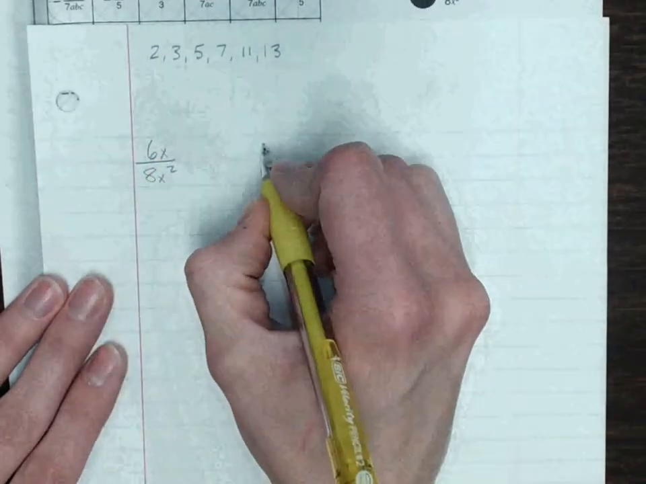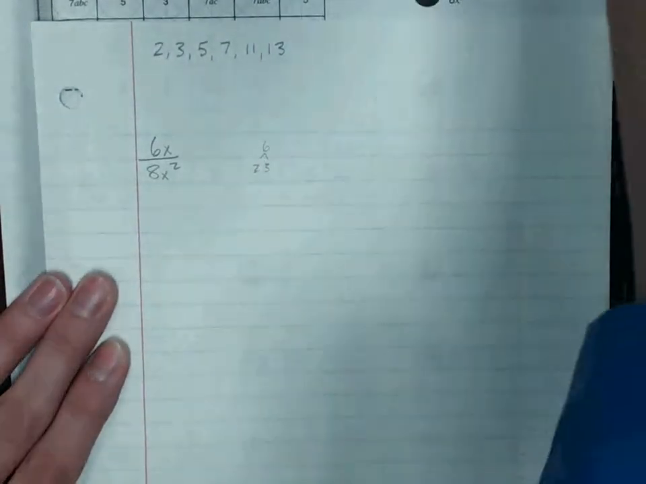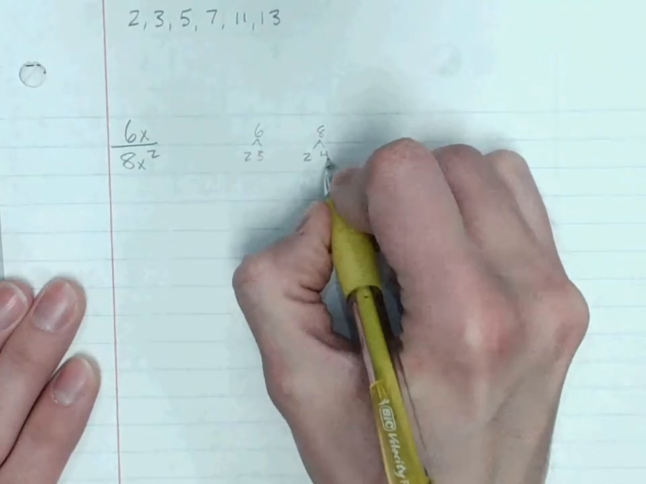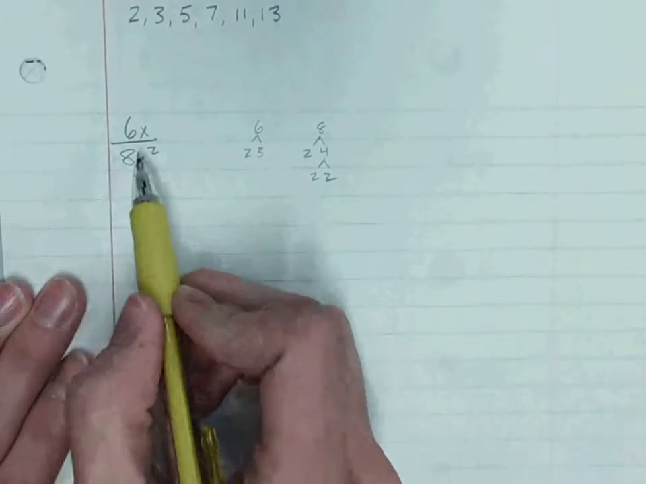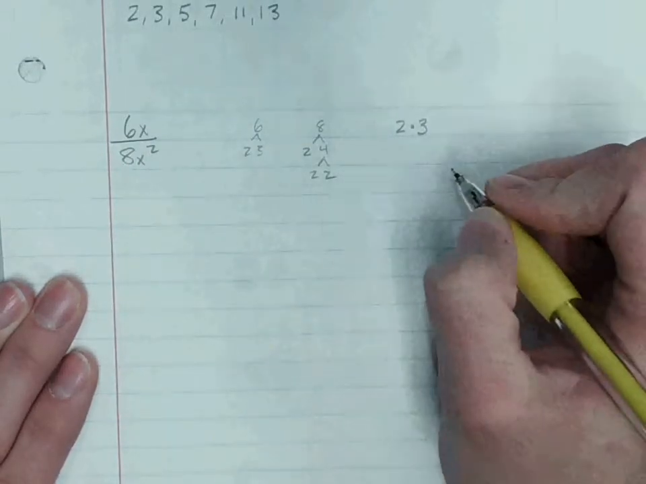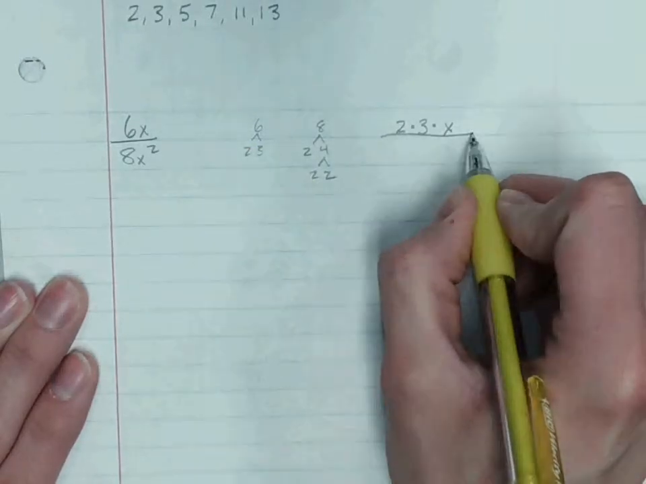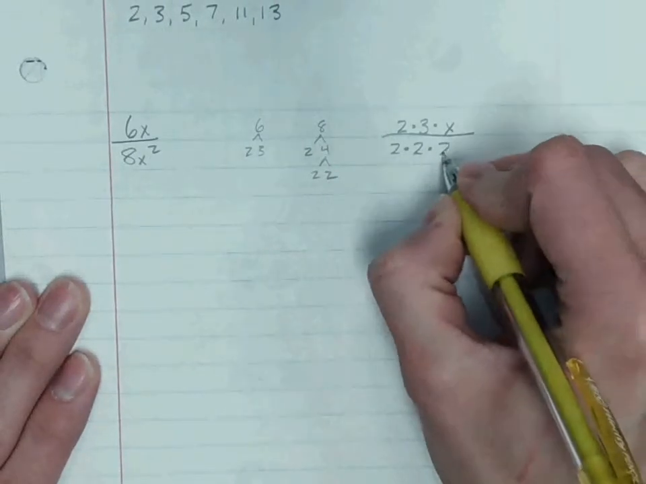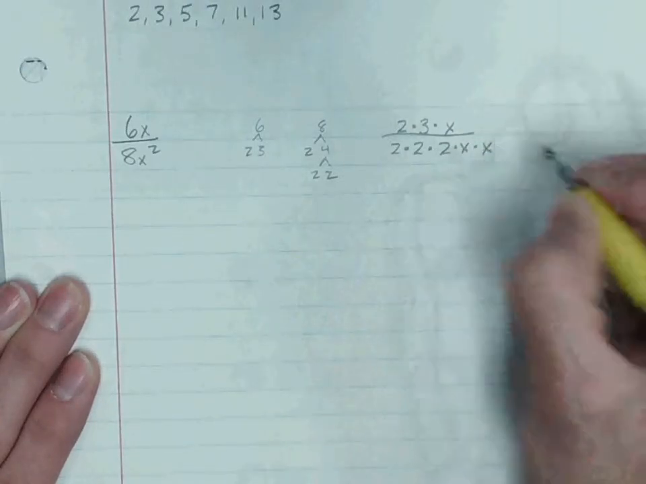So my 6 will give me a 2 and a 3. And my 8 would give me a 2 and a 4, and a 2 and a 2. So I'm going to rewrite this fraction out with these. On top I have a 2 times a 3, because there's my 6, times an x. Then on bottom I'm going to have a 2 times a 2 times a 2, and then I have x squared, so times an x times an x.